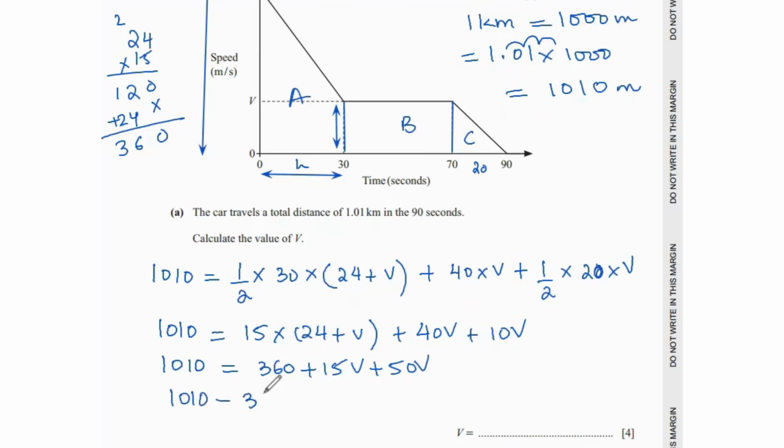1010 minus 360 equals 65v. 1010 minus 360 is going to be 650. So we can easily tell that v equals 10 meters per second. So remember, in a speed time graph, area under the graph is your distance, slope is your acceleration, whereas in a distance time graph, your slope of the distance time graph gives you the speed.